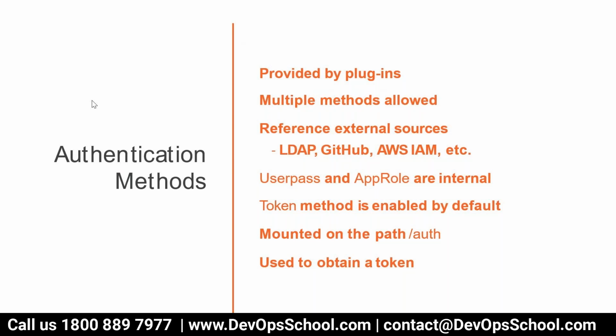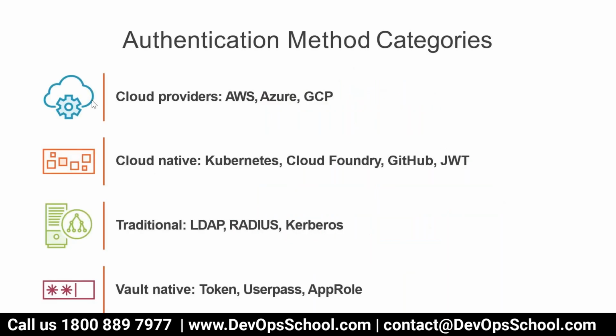So those are the options. Now, authentication method categories. These are the categories available: cloud providers, cloud native, traditional, and Vault native. Vault native means inbuilt and default to Vault, like token, userpass, AppRole. For traditional, you can go for LDAP. Cloud native again depends on your use cases, such as Kubernetes. Cloud providers are like AWS, Azure, GCP.